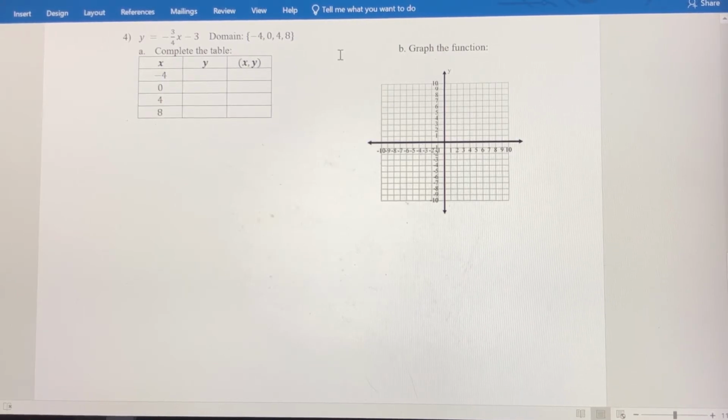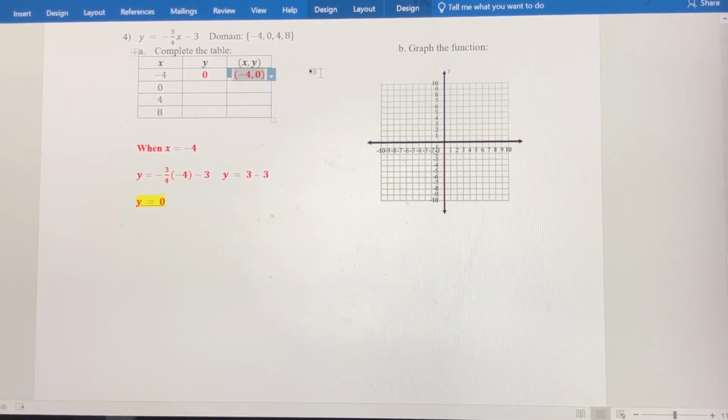Okay, so first thing, when x equals -4, we're going to plug that in. So we get -3/4 times -4 minus 3. Negative times a negative is a positive. We know that first. These 4's are going to cancel out, so that's going to leave me with a +3 for that part. Then -3 gives me a y value of 0. So when x equals -4, y equals 0, and that corresponds to an ordered pair of -4, 0.